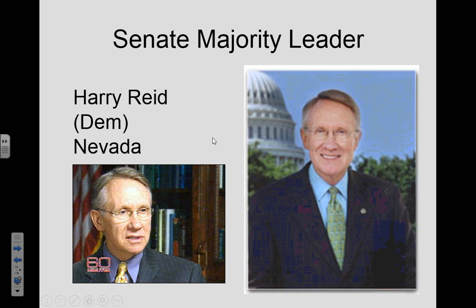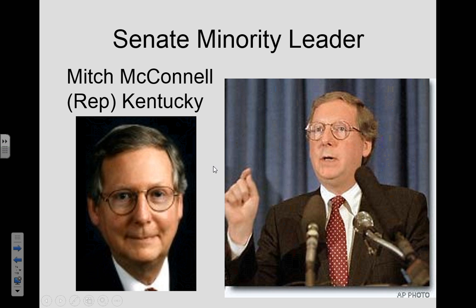Now again, after the November election, all these things could change. But as of today, and I'm doing this in September of 2014, Harry Reid is the Majority Leader. Mitch McConnell from Kentucky is the spokesperson for the minority party, and we call him the Minority Leader.